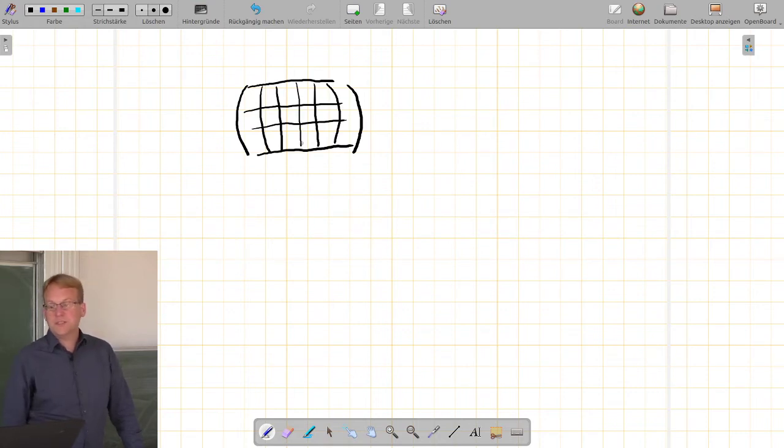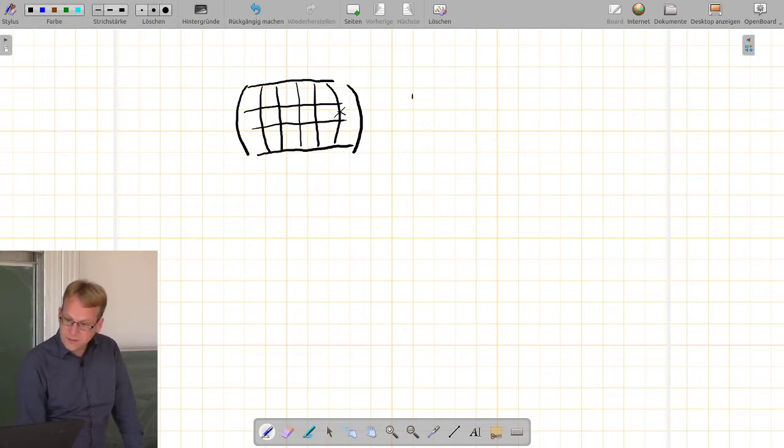You should be able to decide immediately, no, it's not a cylindrical map projection, because here we have these meridians not mapped to vertical lines. So that is not a cylindrical map projection.